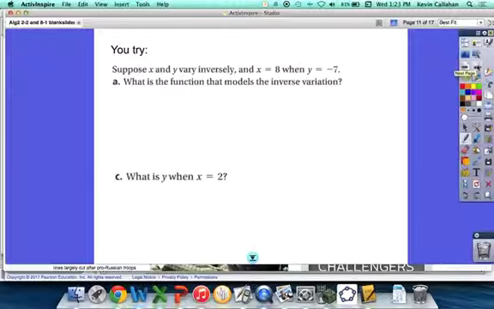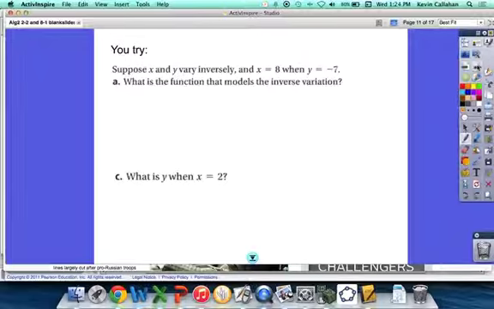Okay, here's another Try. For this one, if you want to go ahead and get started on it, have the substitute or whoever pause this while you work on that. I'm going to go ahead and solve it now.